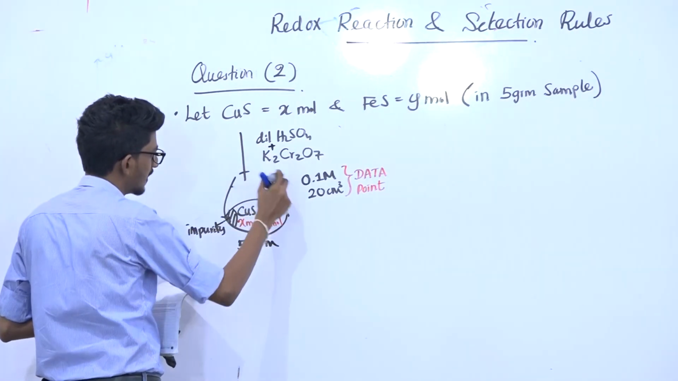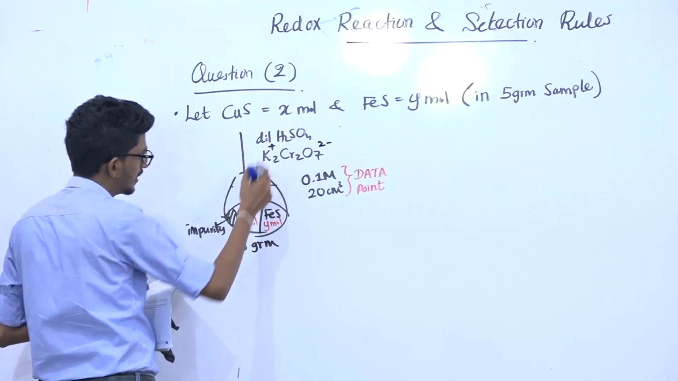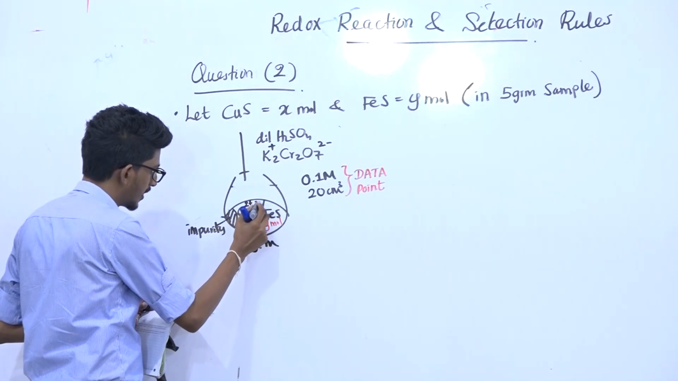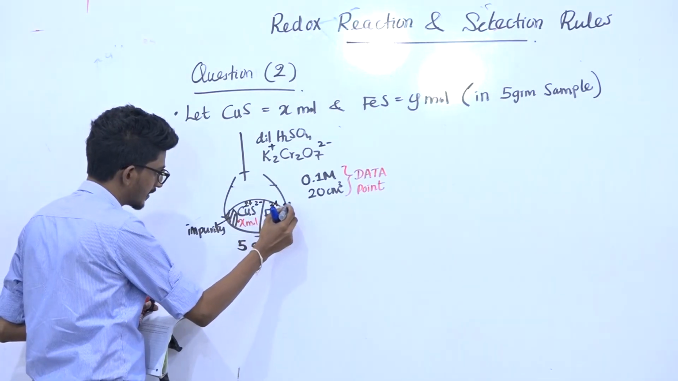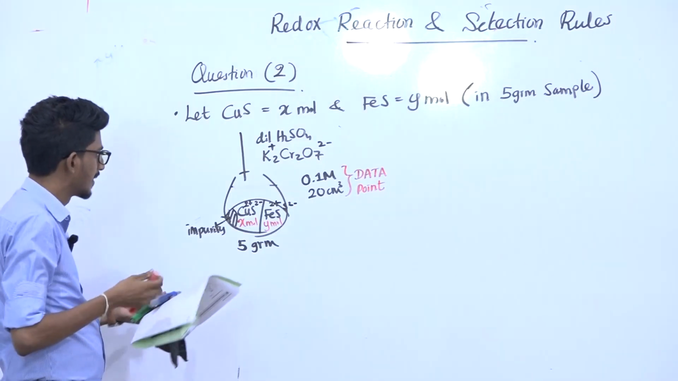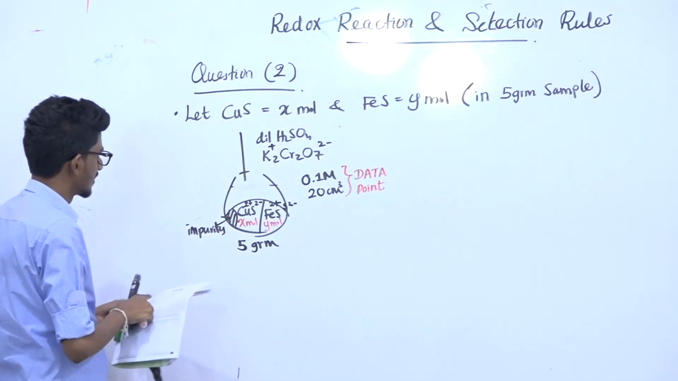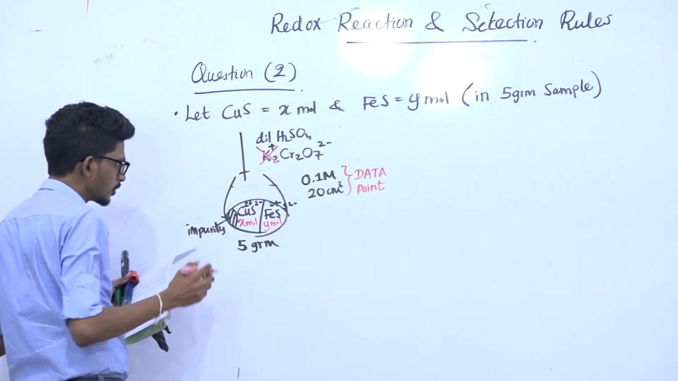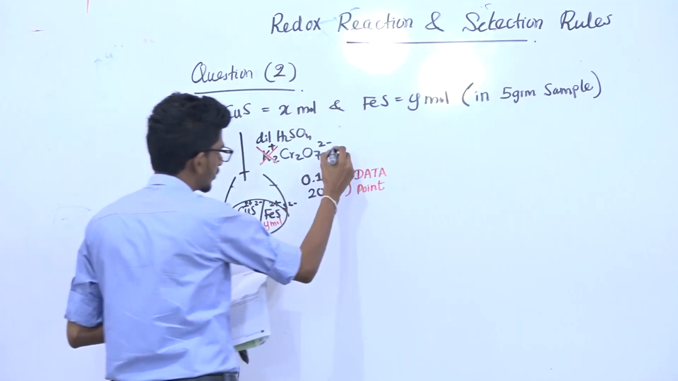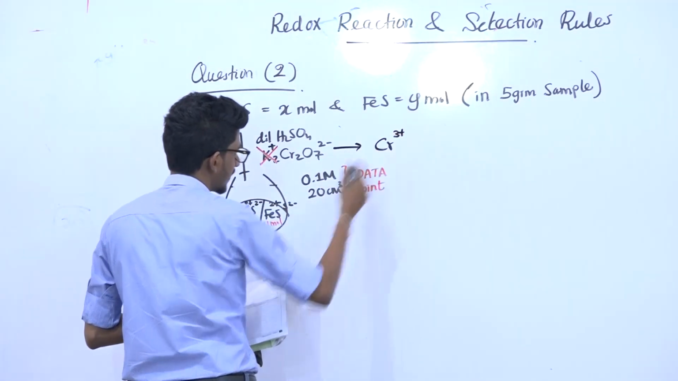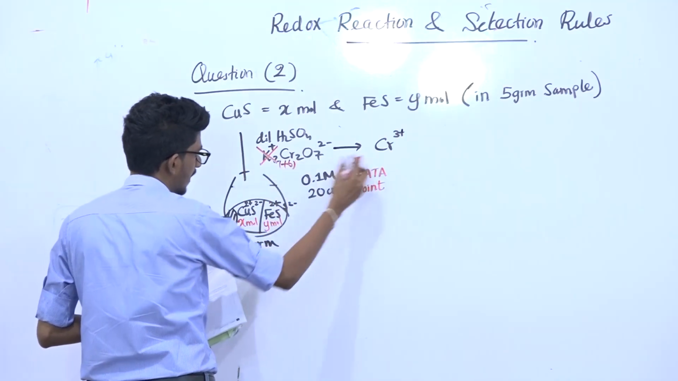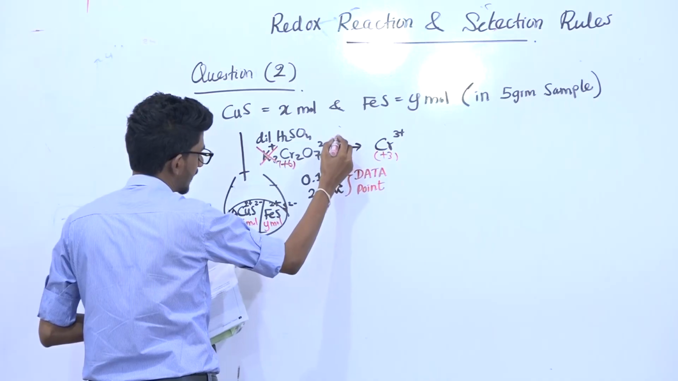So K+ is there, CrO4 2- is there. The H2SO4 is just to acidify the medium. So you have Cu2+, S2-, Fe2+, and S2-. So what will happen? K+ is no use in the redox reaction. So what will the dichromates do? In acidic medium, dichromate converts to Cr3+. So plus 6 converts into plus 3. That means it's a reduction.